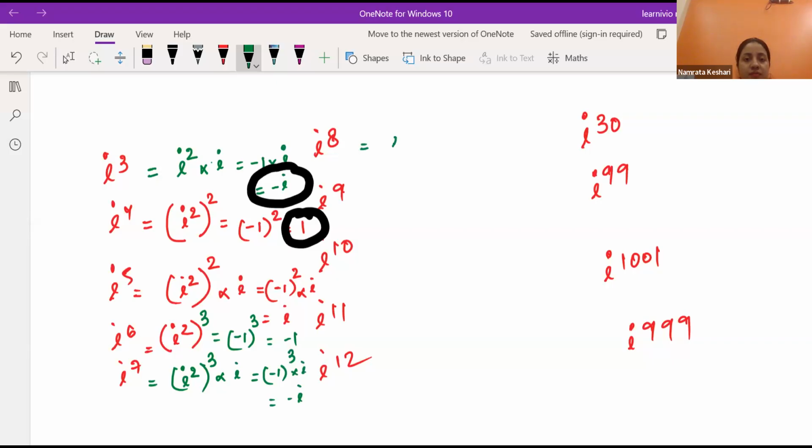i to the power 8 will be i square raised to 4, and the result is 1. Okay, next, i to the power 9.